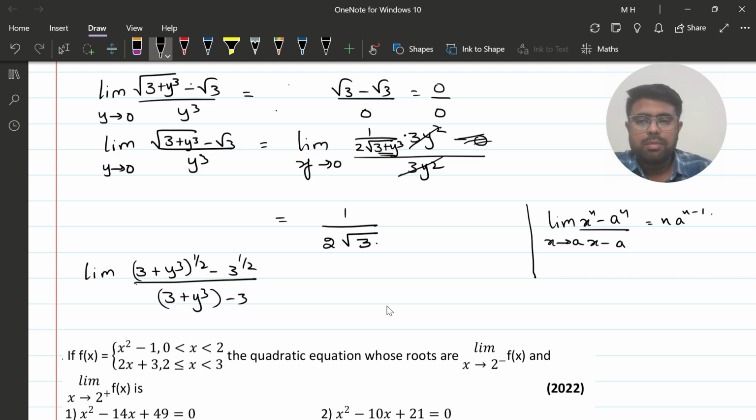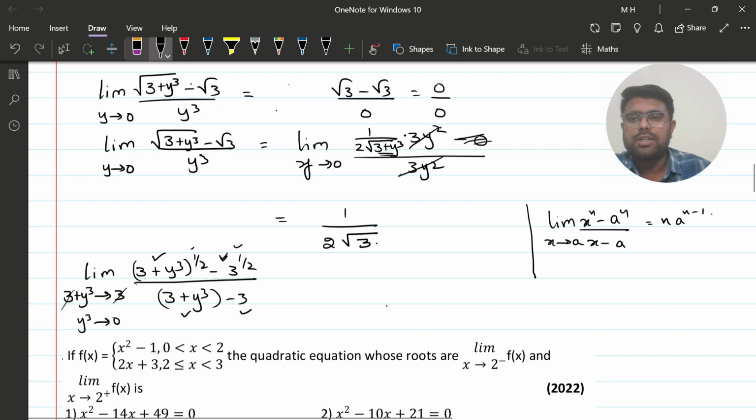So is it of the form x raised to n minus a raised to n divided by x minus a? Yes. As x tends to a is what I need. x is 3 plus y cube, which tends to 3. Okay, so 3 will get cancelled out, and I'll get y cube tends to 0, which is y tends to 0.